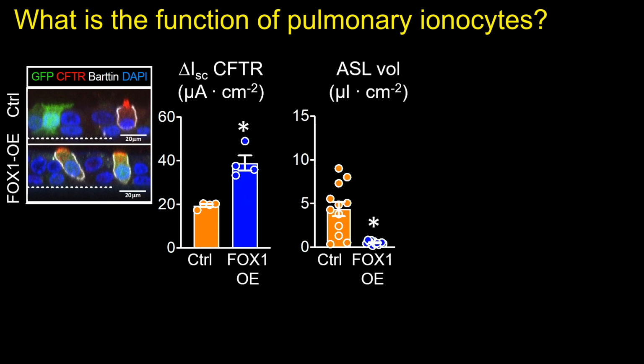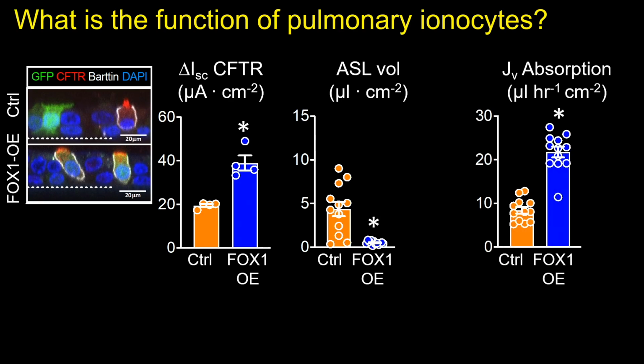What was unexpected is that when he took these airway epithelial cell cultures, control and with increased number of ionocytes, and looked at them under non-voltage clamp conditions, you can see that the ASL volume was significantly reduced when he had more ionocytes present in the airway epithelia compared to control conditions. This suggested that ionocytes were increasing liquid absorption. So he looked at fluid flux, and essentially that's what he found: when you had an increased number of ionocytes, you had increased absorptive rates.